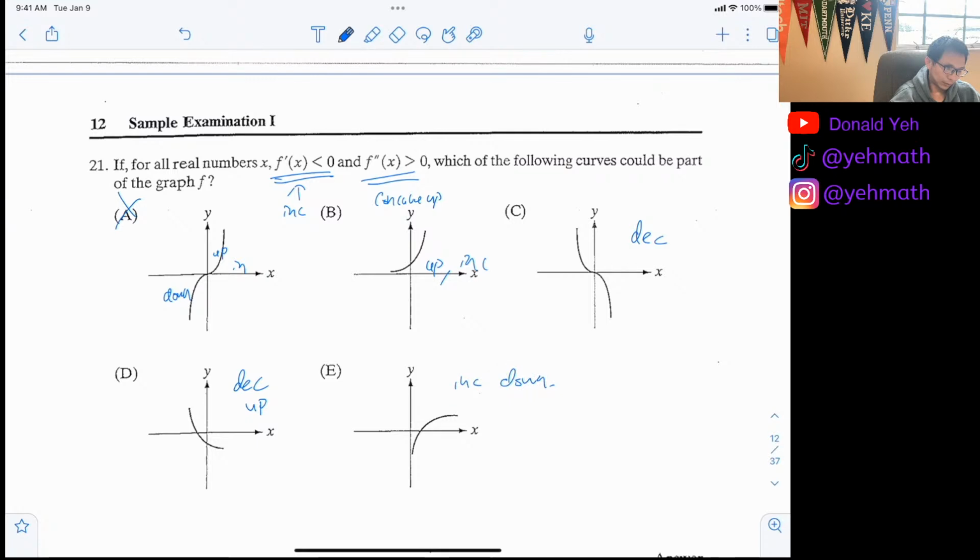Yeah, it's decreasing. Oh, this is decreasing, my bad. Can't read. Sorry. Decreasing, so this is decreasing up, so answer is this way.